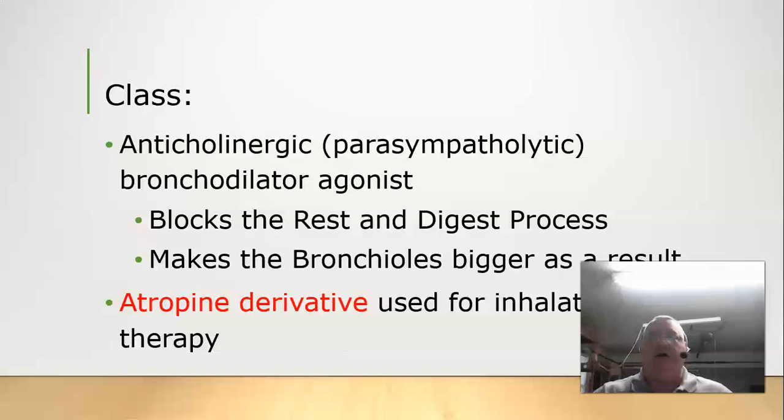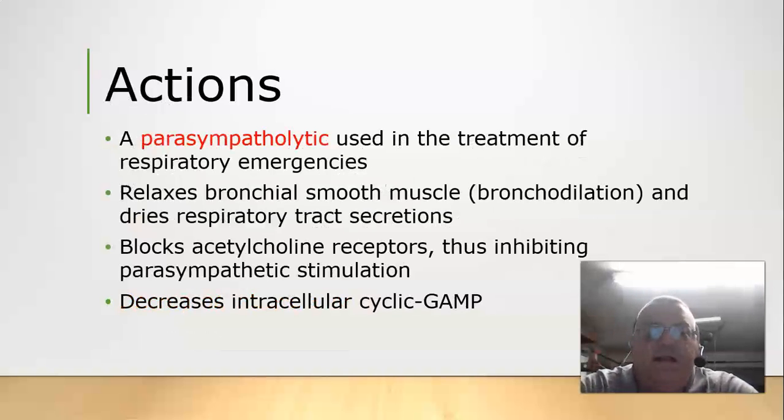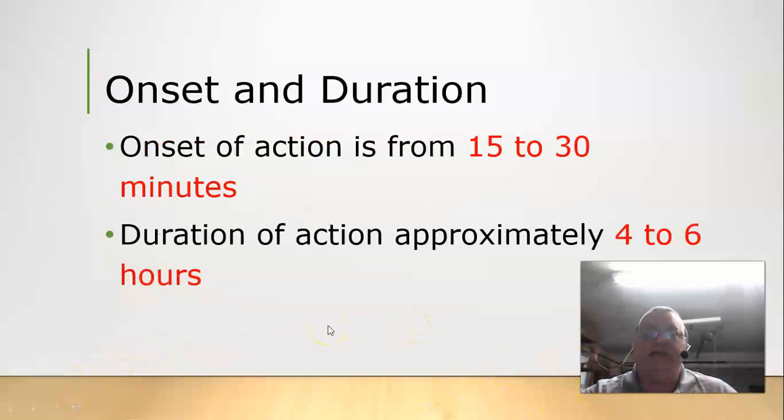Okay, so now, your atropine derivative is used for inhalation therapy. It comes from that belladonna plant, and it has many of the same attributes as that. So it's used in the treatment of respiratory emergencies, relaxes the bronchial smooth muscles, and blocks acetylcholine receptors, thus inhibiting parasympathetic stimulation. So in other words, it doesn't let the parasympathetic system come in. So the only thing left is the stimulated sympathetic system. So it does increase intracellular cAMP.